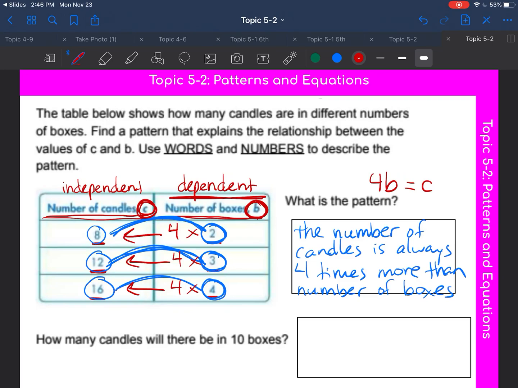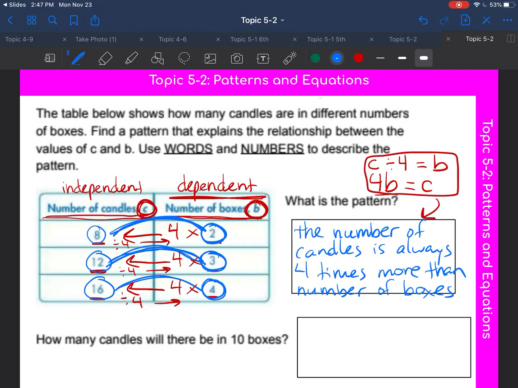Now it can be said in reverse. Couldn't it be said that the number of boxes is always 4 times less than the number of candles? Which would not be multiplying by 4, but it would be dividing by 4. Okay, so you can say that candles divided by 4 gives you boxes, and that works the same way. 16 divided by 4 gives you 4, 12 divided by 4 gives you 3, 8 divided by 4 gives you 2.